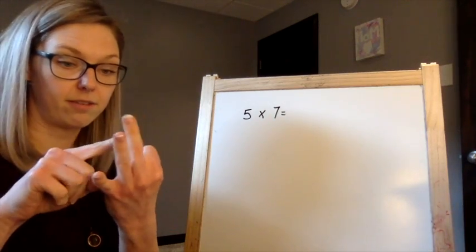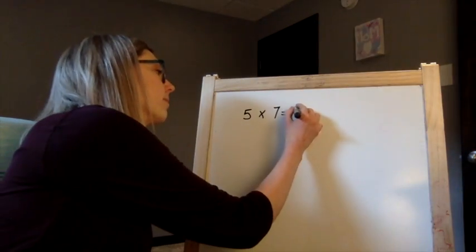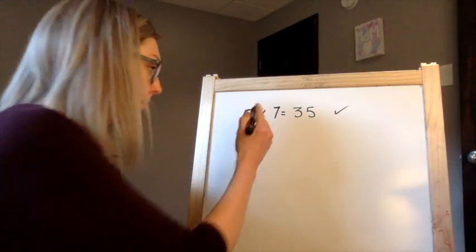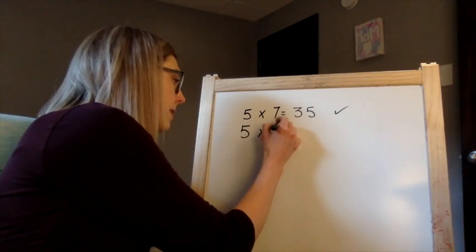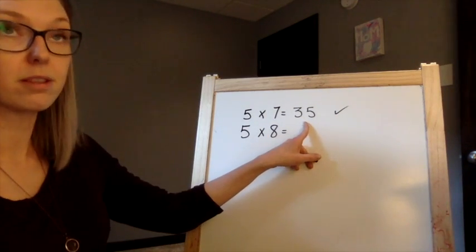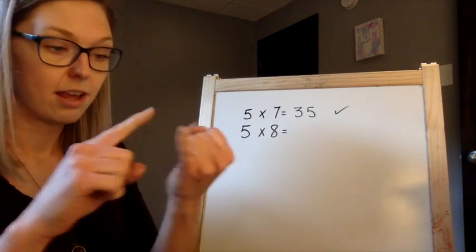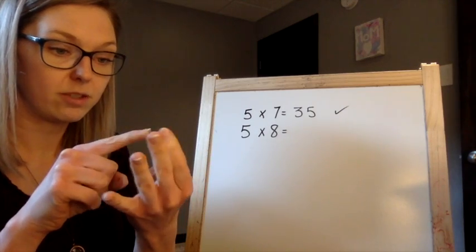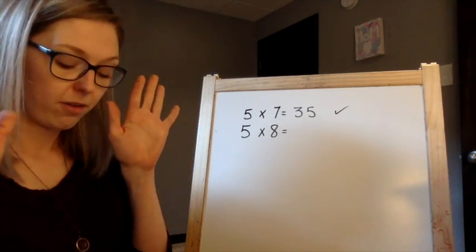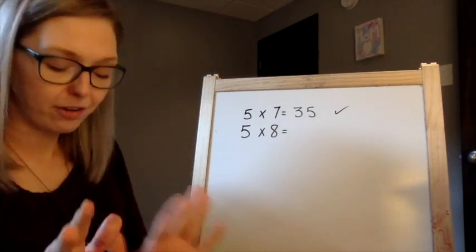5, 10, 15, 20, 25, 30, 35. And in case you're wondering, that is correct. Now, I'm going to give you another one: 5 times 8. You could skip count, or you could think the pattern in your head. 8 is one more than 7. You could think 40 if you wanted to check that. 5, 10, 15, 20, 25, 30, 35, 40. I counted 8 groups of 5, and that's 40.